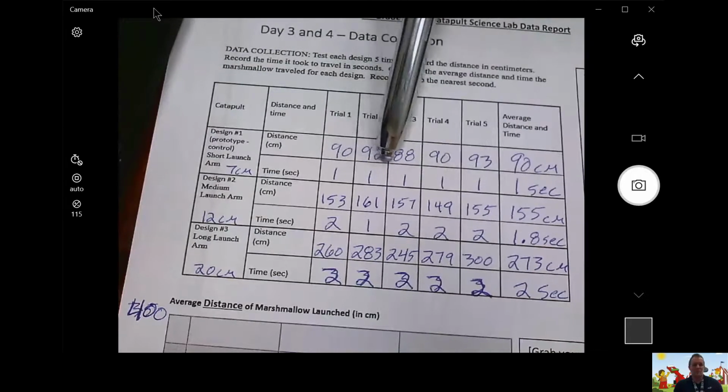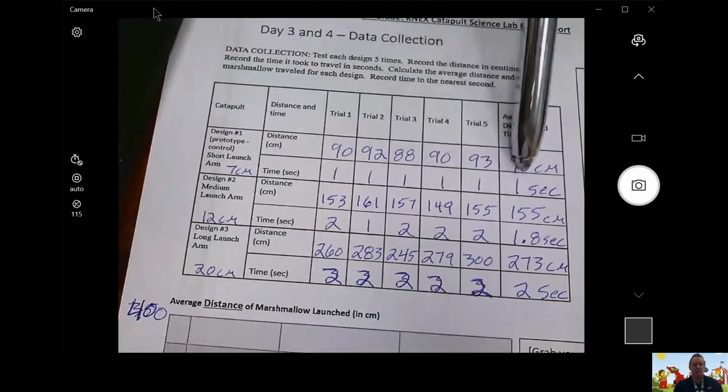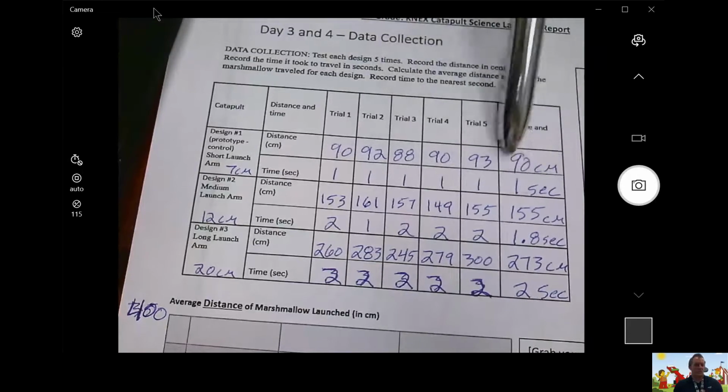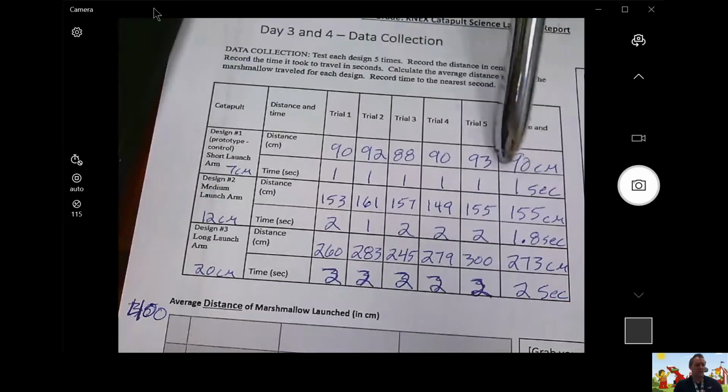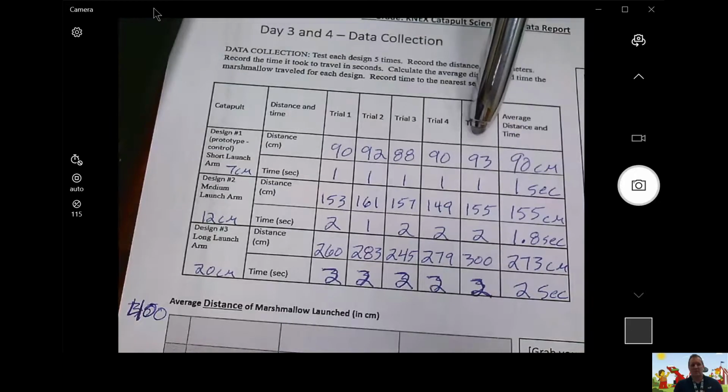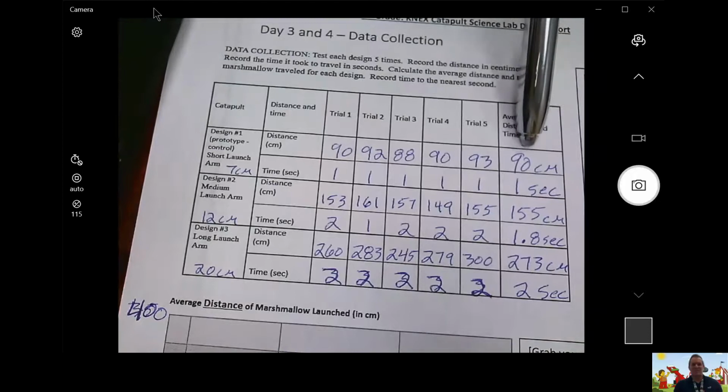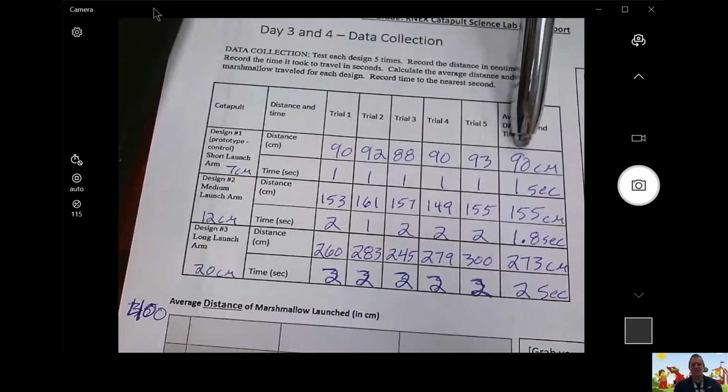Okay, and then notice for my time, I rounded off to about 1 second. But that's easy to do. If I add those up, that's 5 divided by 5, 1 second. So what does this tell me? This tells me for every second, my marshmallow traveled 90 centimeters. That's actually how you could talk about speed. It would be 90 centimeters a second. I just did a little division there: 90 divided by 1 is 90. That's how you can get the speed. For every 1 second, it's traveling 90 centimeters.